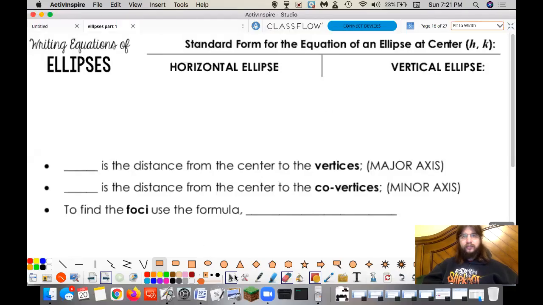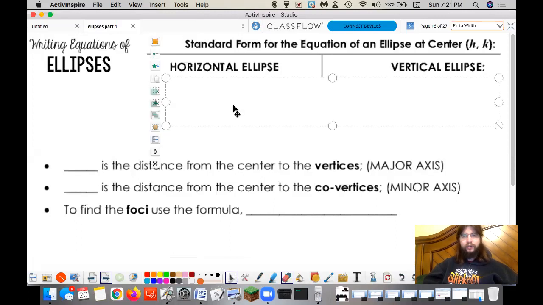All right, guys and gals, it's time for Ellipses Part 2. So we talked about how to graph an ellipse last time. Now we're going to talk about how to write the equation of an ellipse.